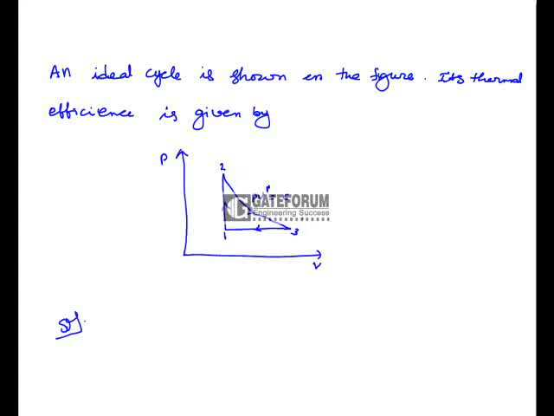a reversible adiabatic process. But according to the second law of thermodynamics, there should be two processes: one is heat addition and another one is heat rejection to generate the work. So here we can say that 3 to 1 is a heat rejection process because at constant pressure volume is reducing, and 1 to 2 is a heat addition process because at constant volume pressure is rising. So we can say that 2 to 3 is a working process or power output process.